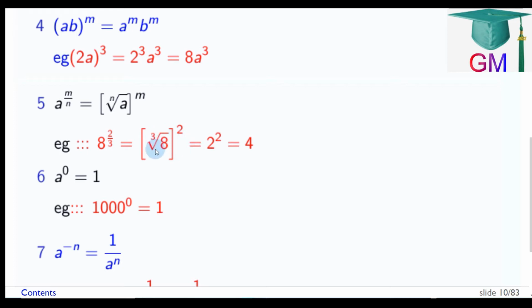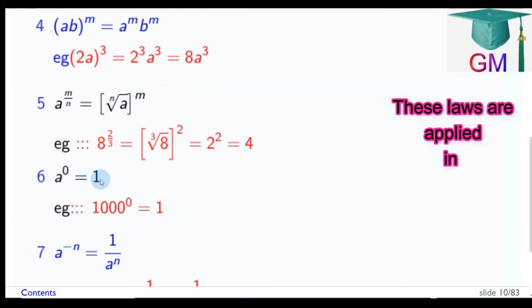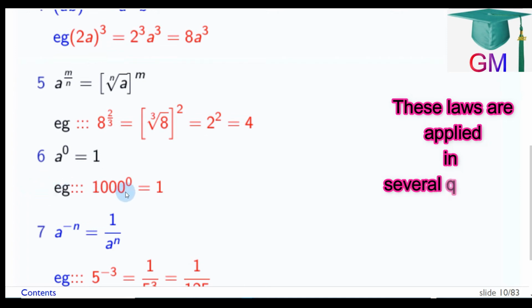So in the end, if you take the cube root of 8, you get 2, but raised to this other 2, you get this 4. Then a to the power of 0 is equal to 1. This is just saying any number raised to the power of 0, you get 1. For example, 1000 to the power of 0, the answer is 1.